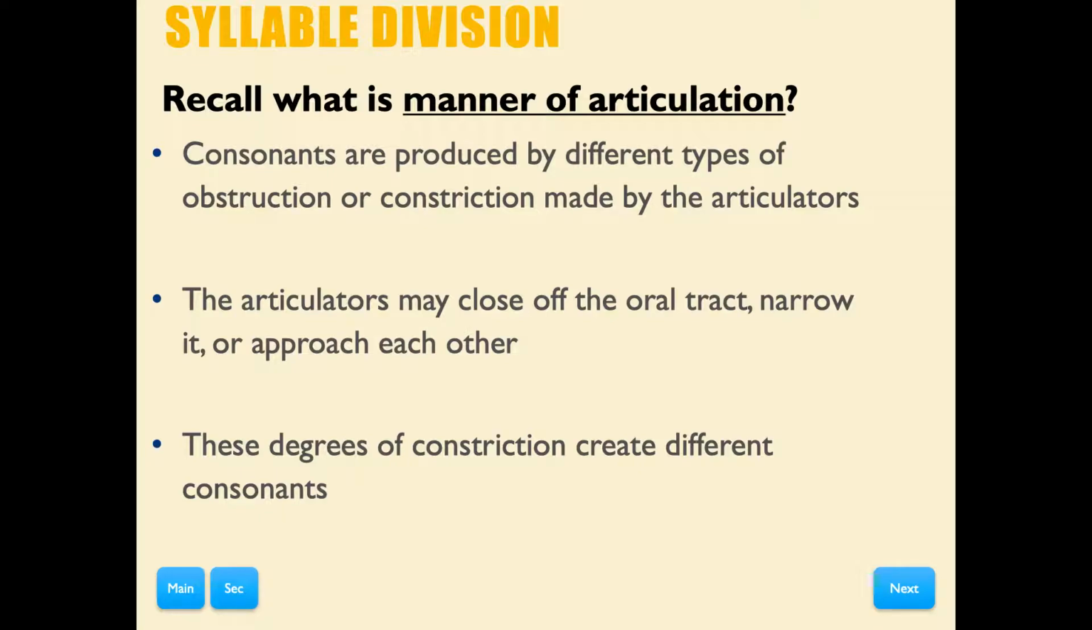Now, if you remember, consonants are produced by different types of obstruction or constriction made by the articulators. The articulators may close off the oral tract, narrow it, or approach each other. So these degrees of constriction create different consonants. This is what we call manner of articulation. Basically, how the air is obstructed in the vocal tract when you pronounce a consonant.